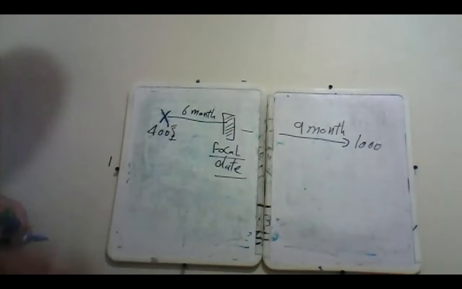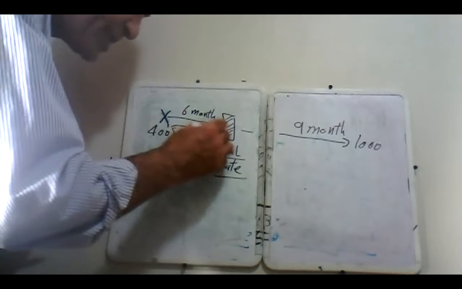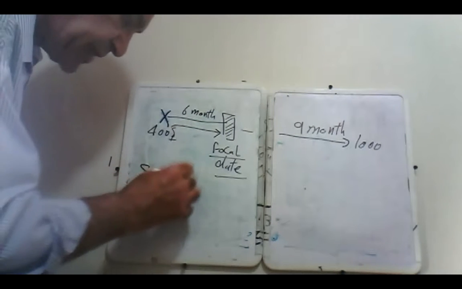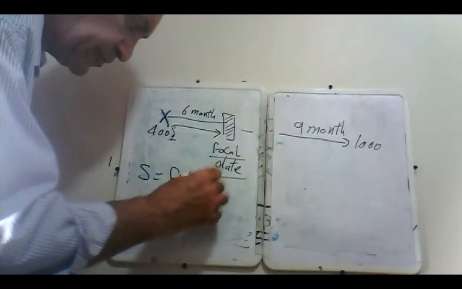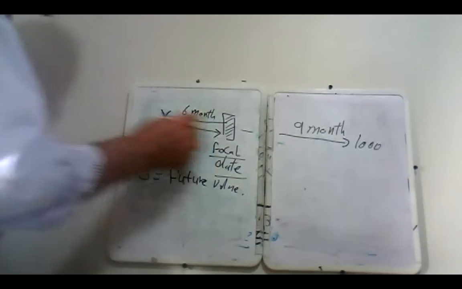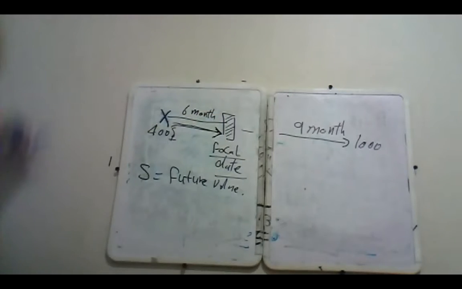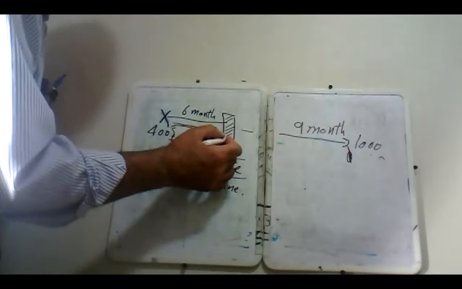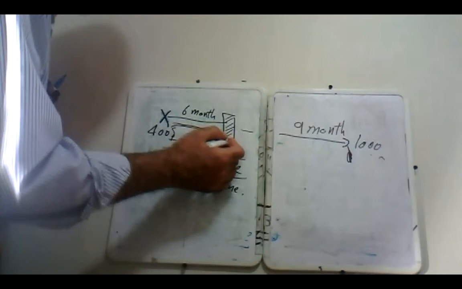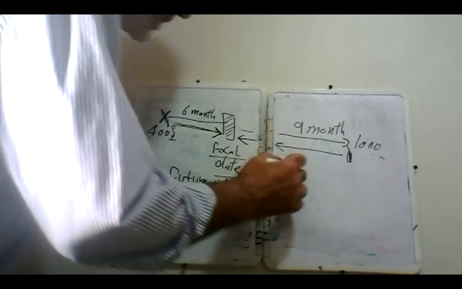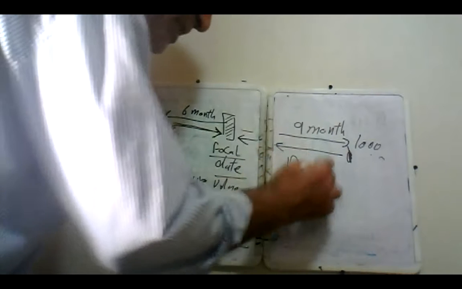It's very easy. When I go like this, I will get the S, which is the future value. So I'm going like this to get the future. But now this amount in the future, I just want to bring it now to the present. See, I'm saying now. So here I will go backward to get the P, which is the present value.